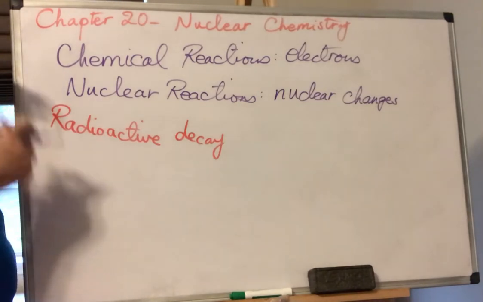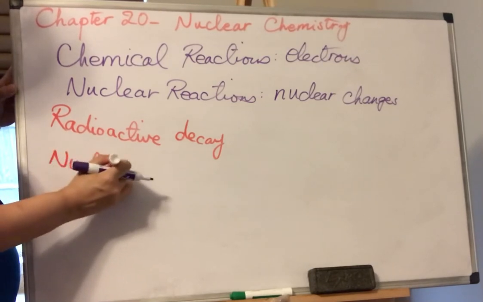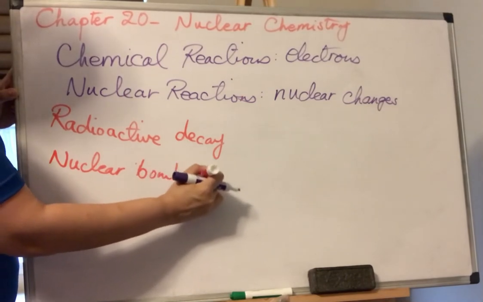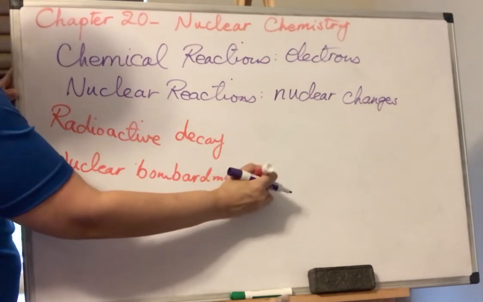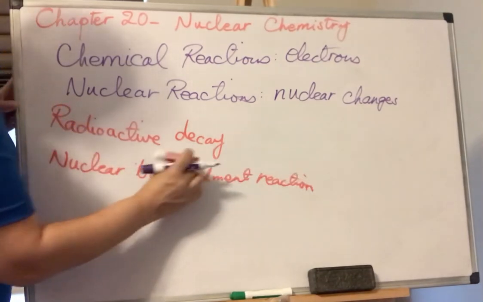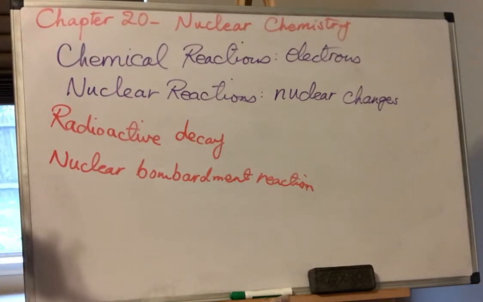Also, we have some nuclear reactions. We call them nuclear bombardment reactions. You bombard the nucleus of the atom and the atom will change. The nucleus is going to change to another nucleus or another particle. So you have the apparatus on slide number 12.